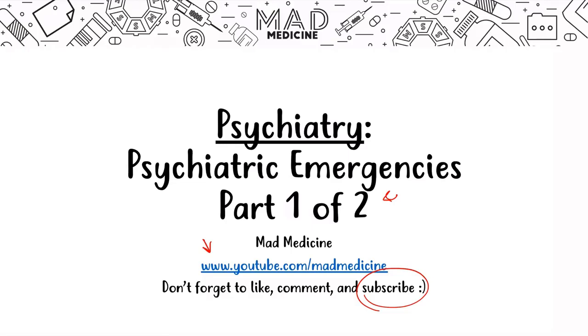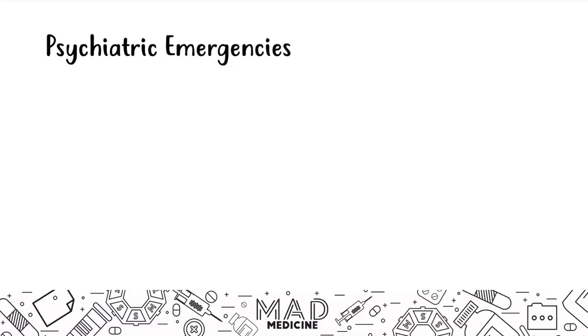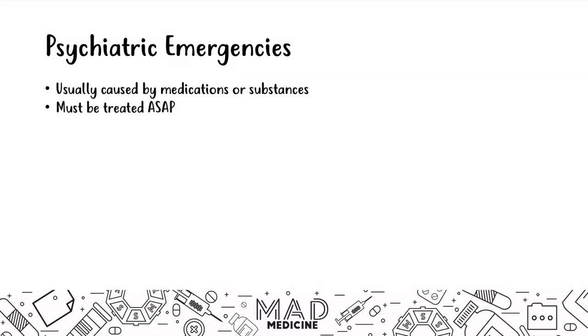All right, so let's just start talking about psychiatric emergencies. Most psychiatric emergencies are usually caused by medications and substances that patients are taking. Very rarely does it happen on its own, though sometimes it can. Now, these must be treated as soon as possible. Hence, they are called psychiatric emergencies.